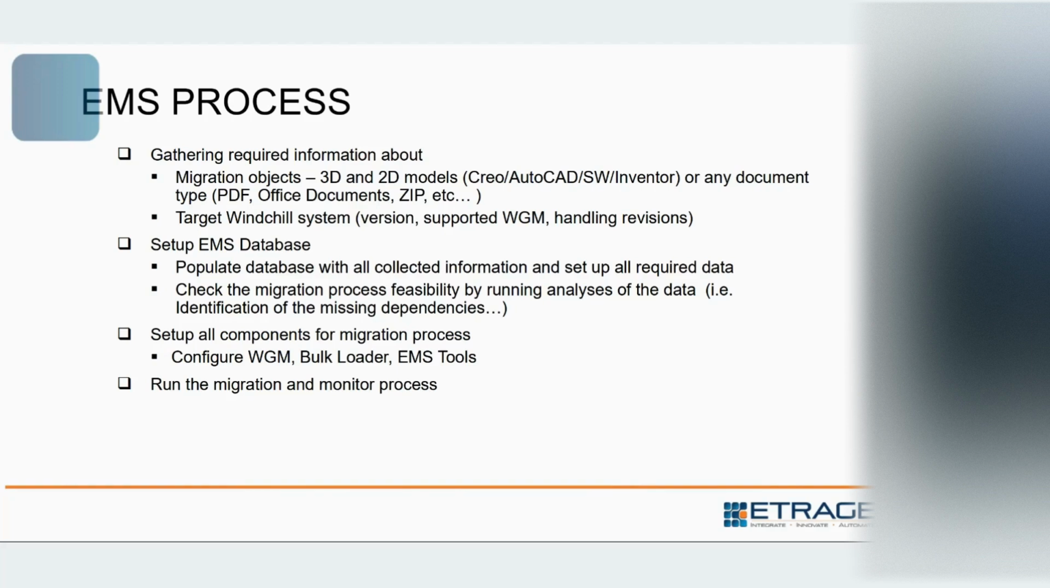After that, all this collected information is populated into a database, and we set up all this required data. Once the data is in the database, we can check the migration process feasibility by running various analyses of the data. For example, we can identify if some assemblies have missing dependencies, or maybe some models are not even available on the file system.